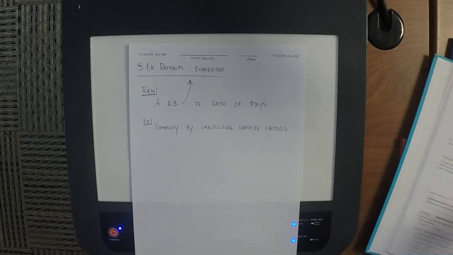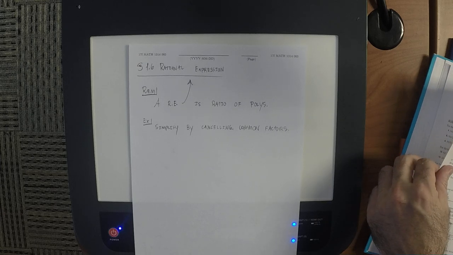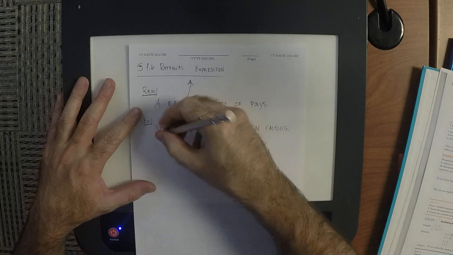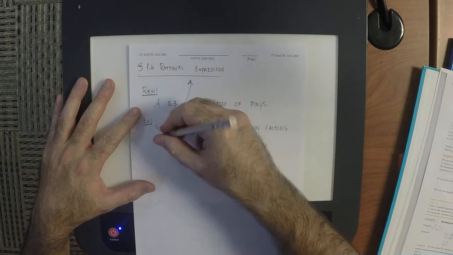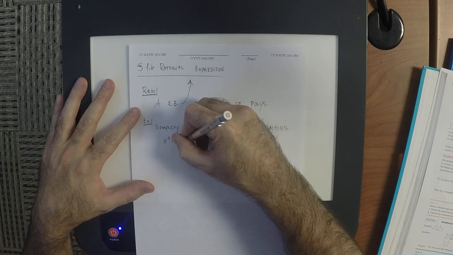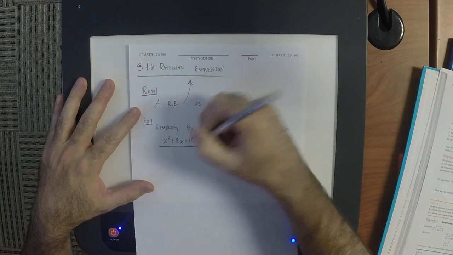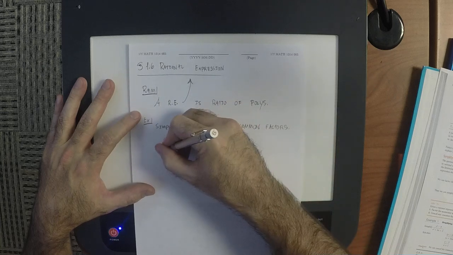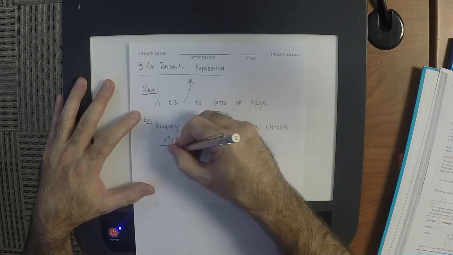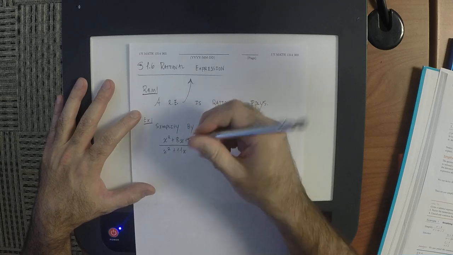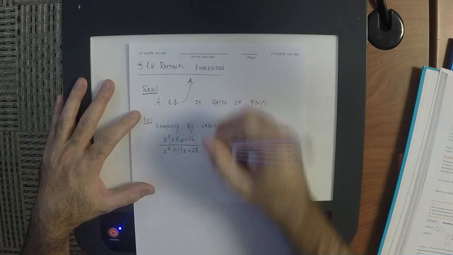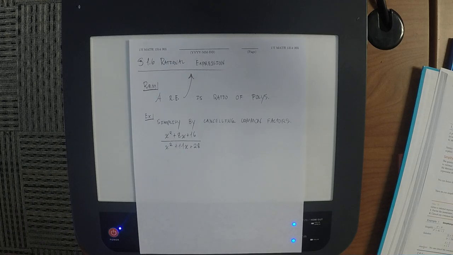Okay, so for example, numerator x squared plus 8x plus 16, and the denominator is x squared plus 11x plus 28. So, first thing I'm going to say is a very common error.